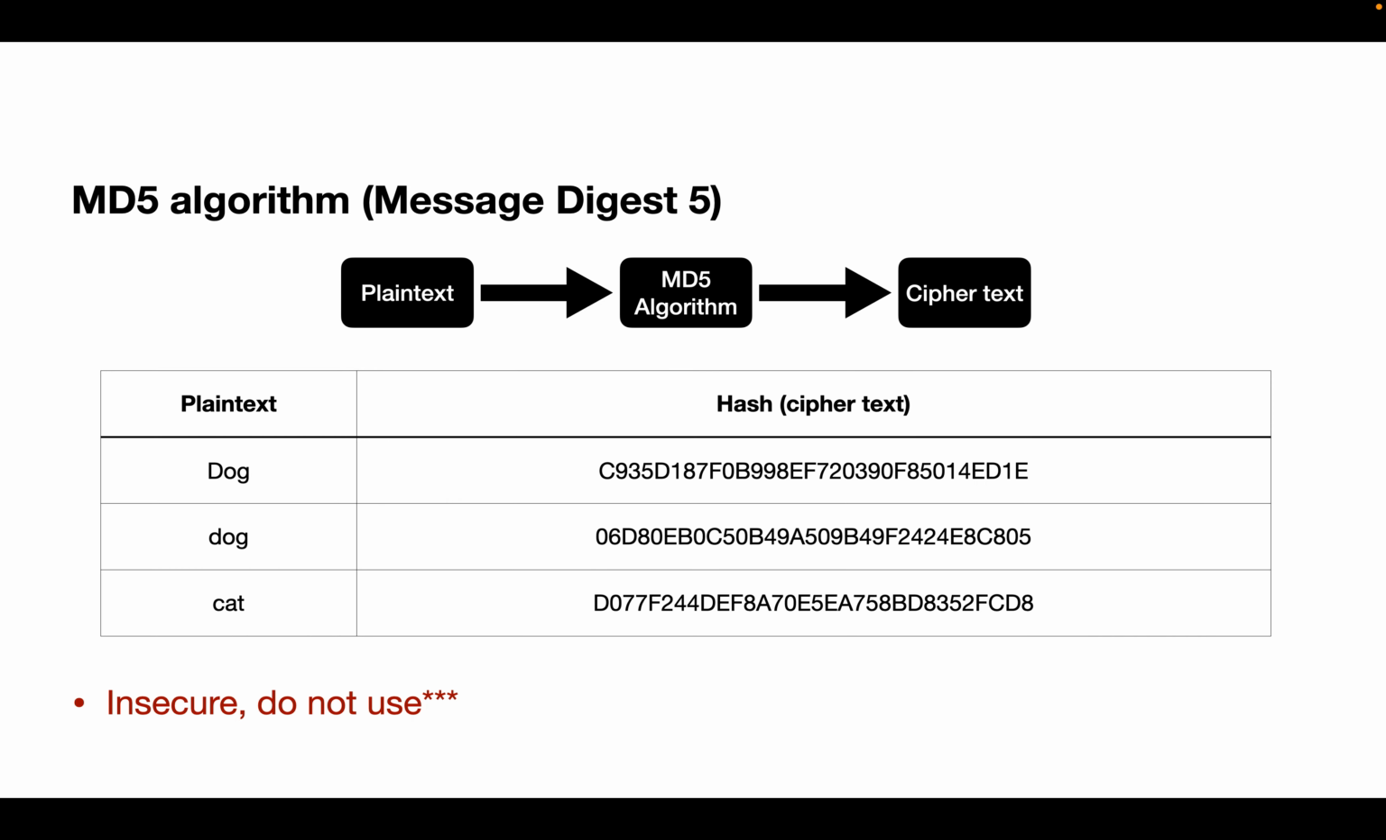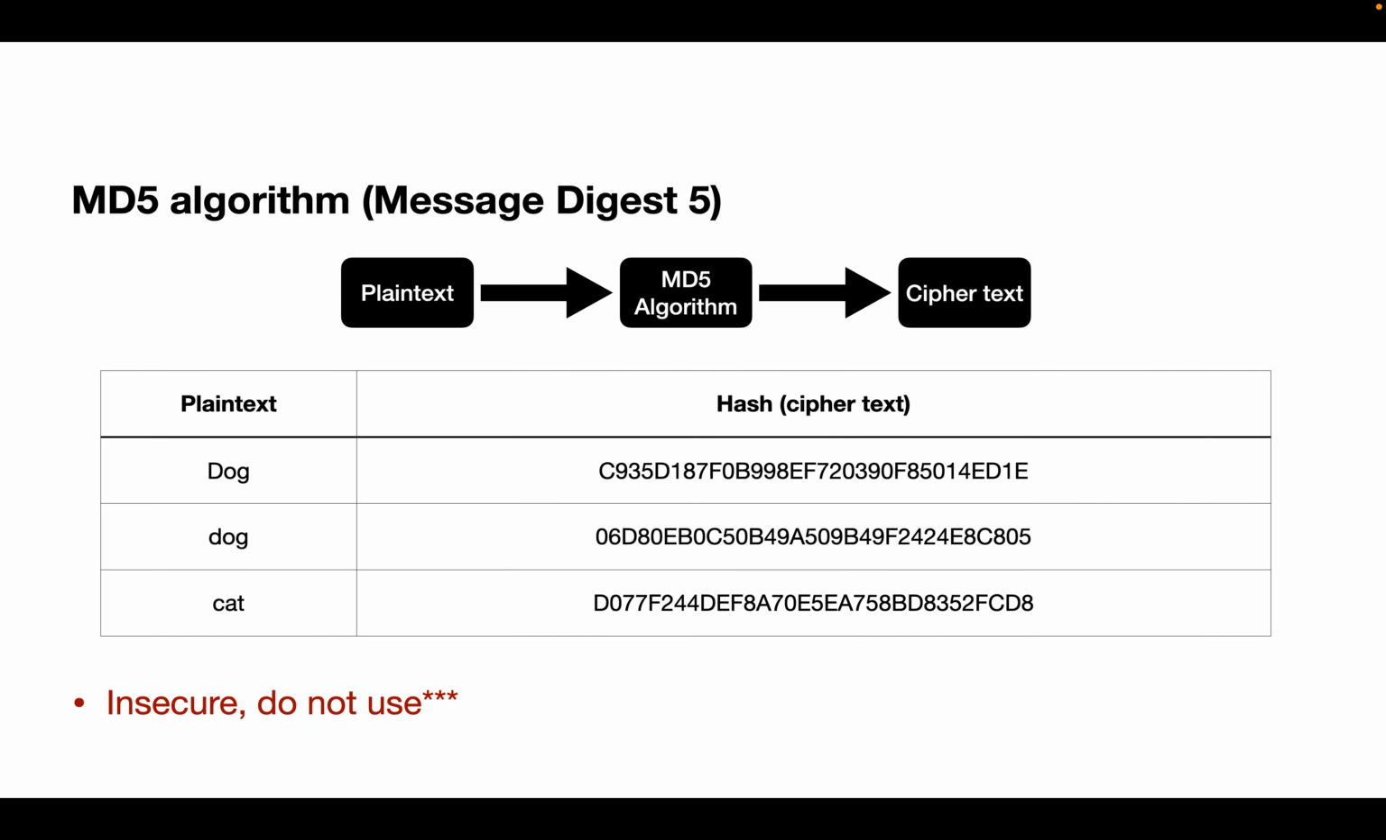So the MD5 algorithm is a specific hash algorithm used in cryptography, and I have a little diagram here. You have the plaintext, whatever your message is, it goes into the algorithm, and then you get the ciphertext. So in this little table, you see the plaintext of the word dog with an uppercase D gives you the hash, or that's the ciphertext, specifically for a hash algorithm, of that meaningless string of characters and numbers.